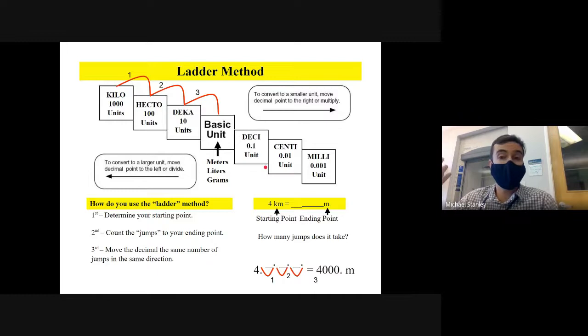So that is how you use the ladder method. You have a starting point, you have an ending point, you count the number of jumps between them, and you look at the direction they're going, and then you move the decimal spot on your number that many jumps, and then fill in the blank spaces. So to go from kilo to meter, we moved our decimal point 3 jumps to the right, and we filled in the empty spaces caused by those jumps with 3 zeros. So we took our 4 kilometers to 4,000 meters.